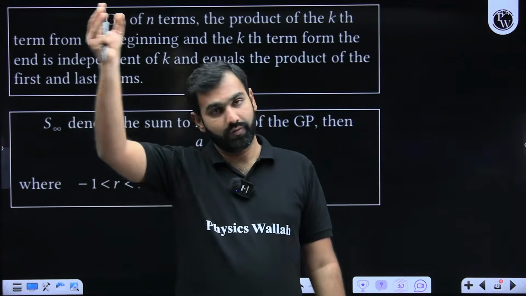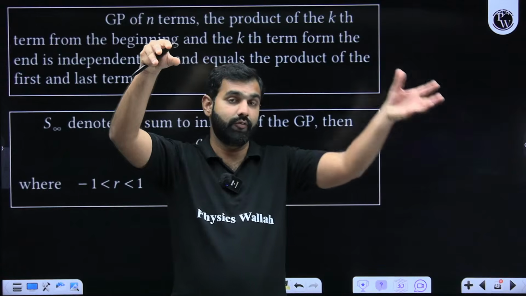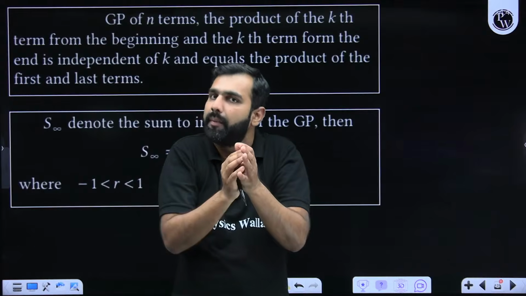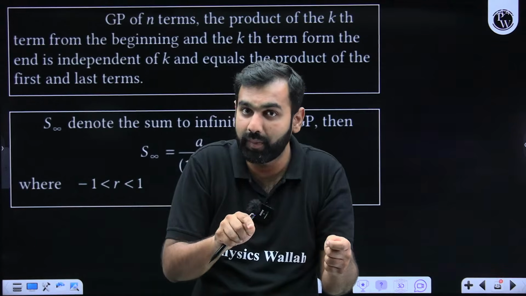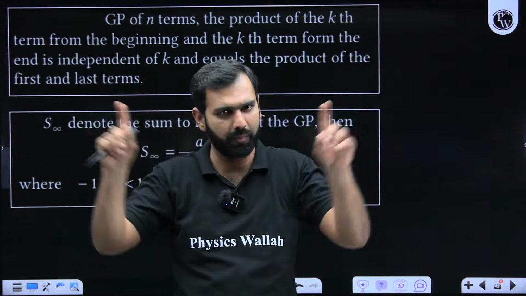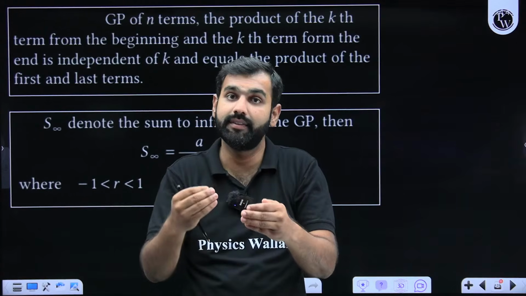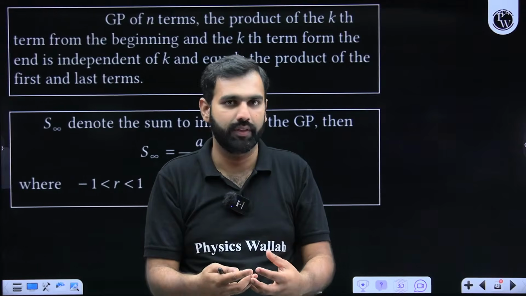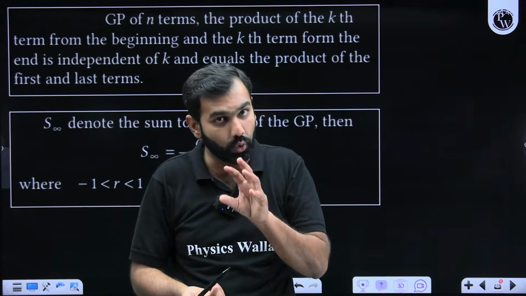The kth term from the beginning and the kth term from the end, when they are added for an AP, the sum is independent of k, and it will always be equal to the sum of the first and last term. Do you remember that? Use these, because IIT-JEE will ask you to use these properties in the questions. They just want to check these nuances, whether you know them or not.